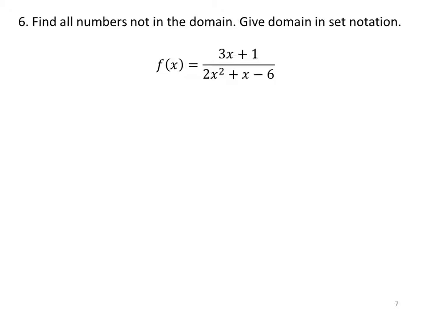This problem says to find all numbers not in the domain and then give the domain in set notation. If you had looked at this problem and not read the directions, you might have gone ahead and factored the denominator and canceled any like terms, and you would have gotten the problem wrong. So what you need to do differently is to see if you can find any value of x that is not allowed for a solution, and that would mean if there is any value of x that would force the denominator to be 0, then you would end up with dividing by 0, which is undefined.